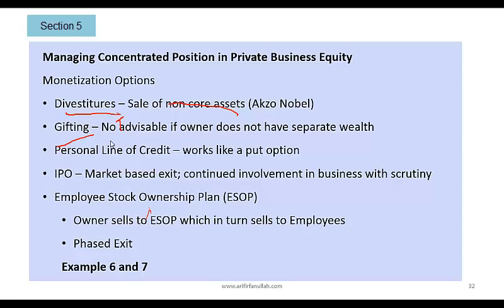Okay. What about a personal line of credit? A lot of the time individuals actually borrow by pledging their shares with the bank. It's a very common thing to do. And it works like a put option. It works like a mortgage. If you don't honor the payback, they take your shares. So it's a put option. So basically you have an option to default.